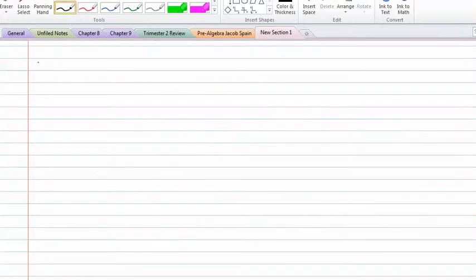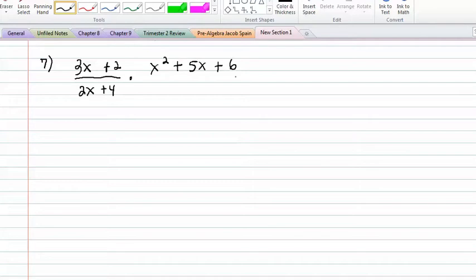Alright, now I think the number was number 7. Here is my problem. It's 3x plus 2 over 2x plus 4 times x squared plus 5x plus 6. Alright, so this is what I've got to work with.